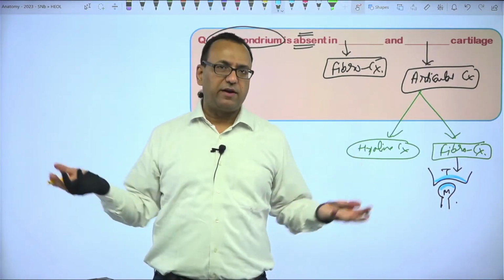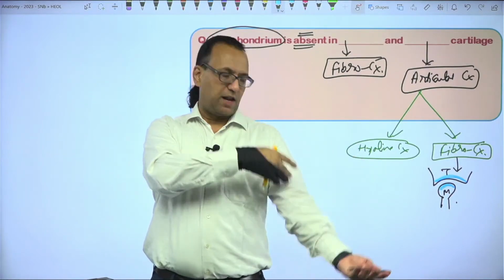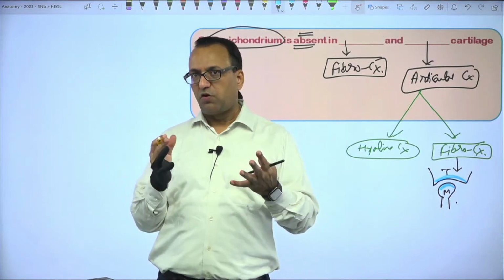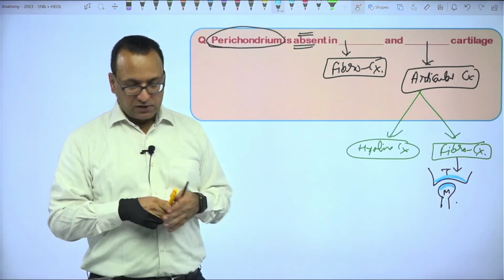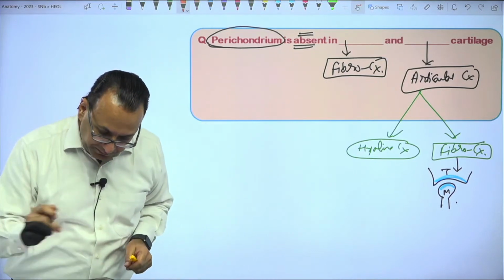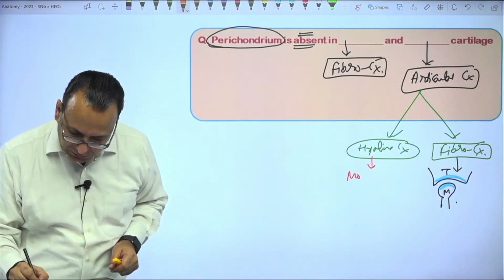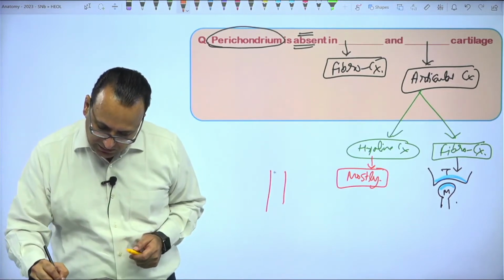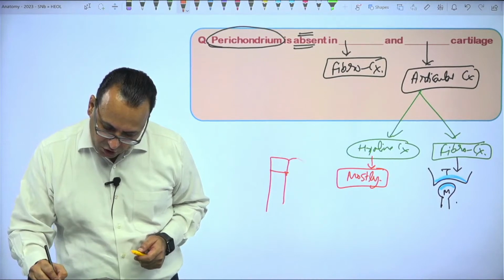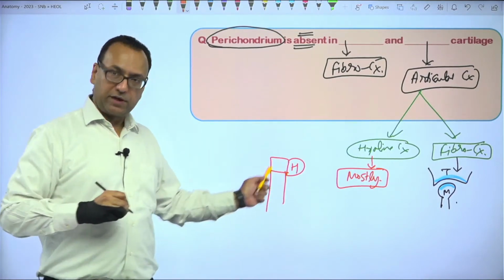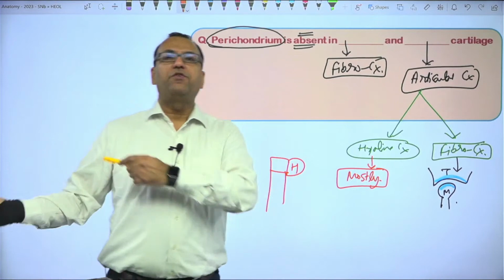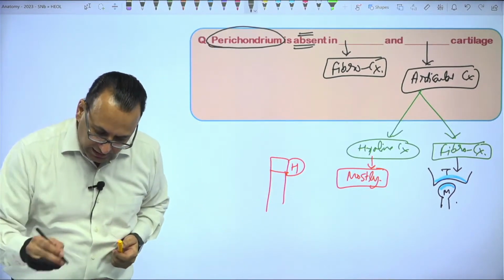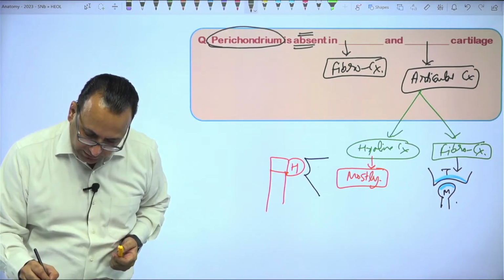Any joint in the body, say shoulder joint or elbow joint or wrist joint or hip joint, knee joint, any joint, most of the joints which are synovial should have hyaline cartilage. So as you are telling, the hyaline cartilage is mostly working as articular cartilage. For example, this is the humerus bone, the head of humerus. This is the head of humerus, and the head of humerus is going into the glenoid cavity of the scapula. So this is the glenoid cavity of the scapula.